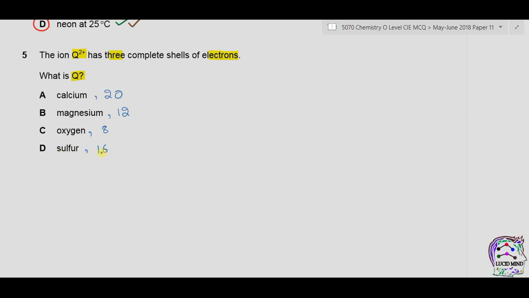Now we can do the electronic configuration in terms of shells. For calcium, in the first shell we have 2 electrons, then in the second we have 8. In the third again we have 8 electrons, while in the fourth shell we have 2 electrons. This is for neutral calcium. Now as calcium is in group 2 of the periodic table, it will lose these 2 electrons to form calcium plus 2. The electronic configuration of calcium plus 2 is 2, 8, 8. Now calcium plus 2 has 3 complete shells of electrons, so therefore it could be the correct option.